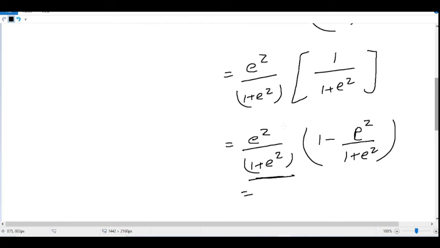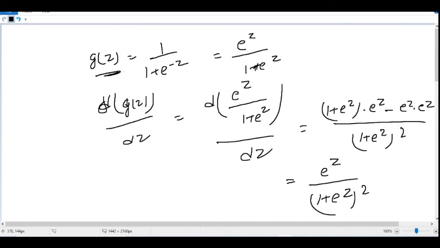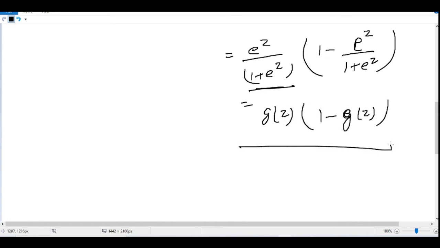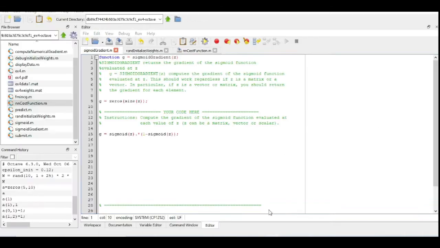And this is nothing but our sigmoid function, right? This value is the sigmoid g of z. So basically what we are getting here is g of z into 1 minus g of z, right? This is nothing but the partial differentiation of the sigmoid function. So this is what we want to implement here.